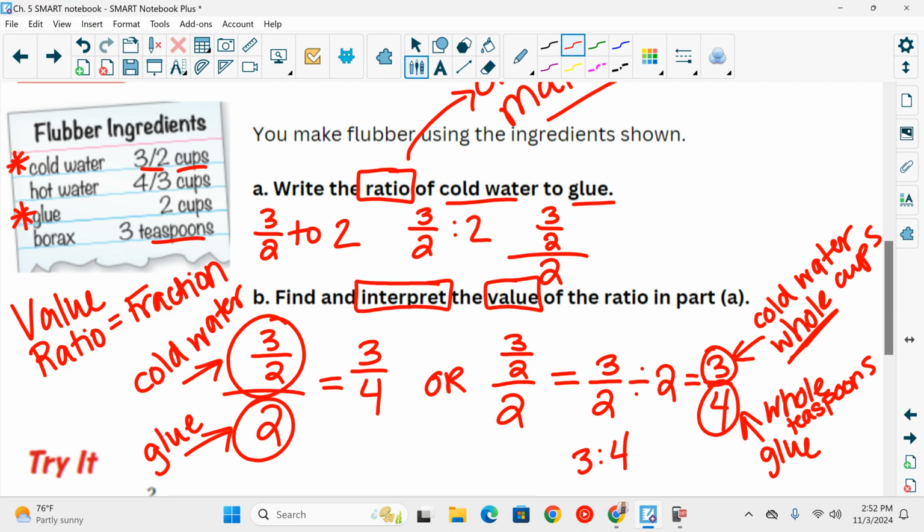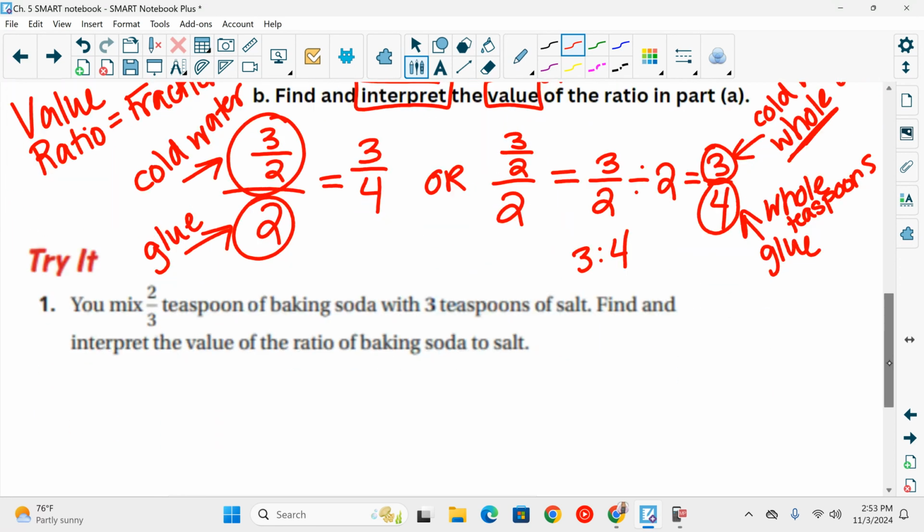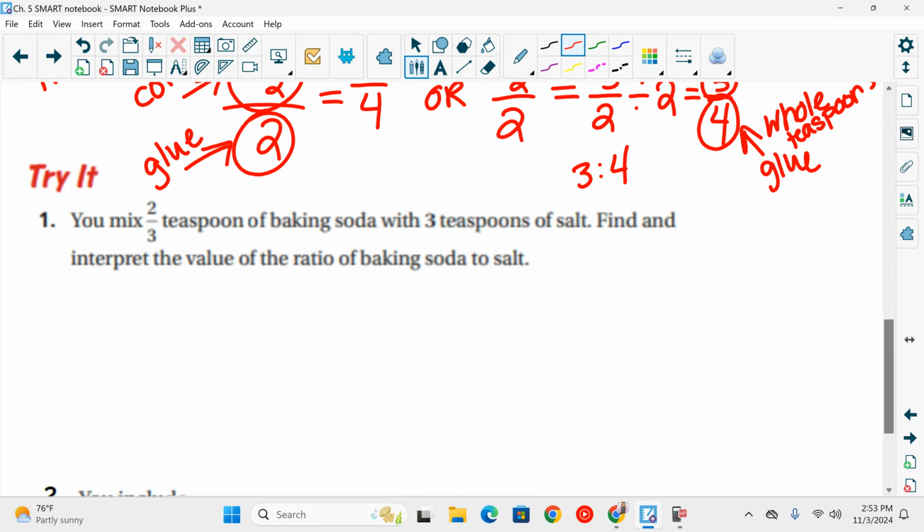But just know, value talks about a number, and which one of these forms gives me a number? The fraction gives me a number. The word can't give me a number. A colon can't give me a number, but a fraction can give me a number. Okay, and when we solve for that, we end up getting how many wholes we would need of something. Okay, so let's try another example of that. It says you mix 2/3 teaspoons of baking soda with 3 teaspoons of salt. Find and interpret the value, there's that value word again, of the ratio of baking soda to salt.